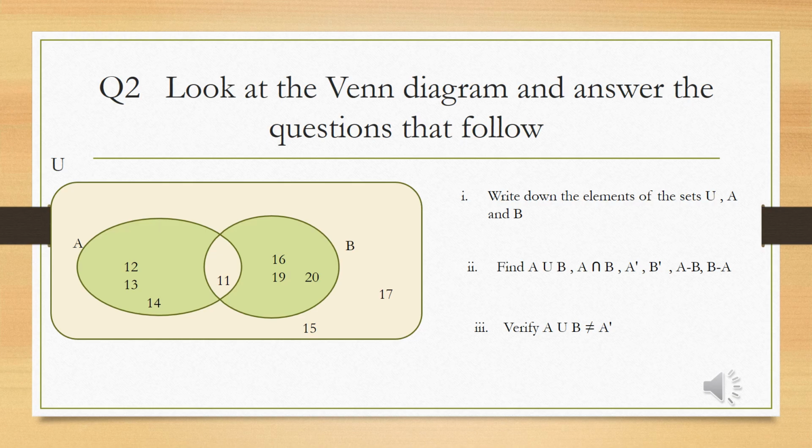Look at the Venn diagram of part A. The first part of the question is to write down the elements of the sets U, A and B. The second part is to find operations, that is union, intersection, complement, and difference of given sets. The third part is to verify the given condition.